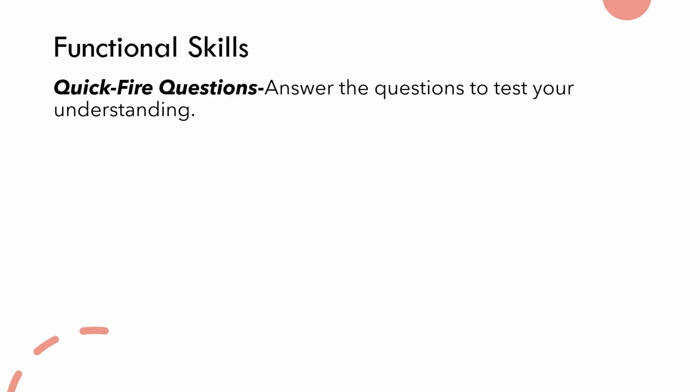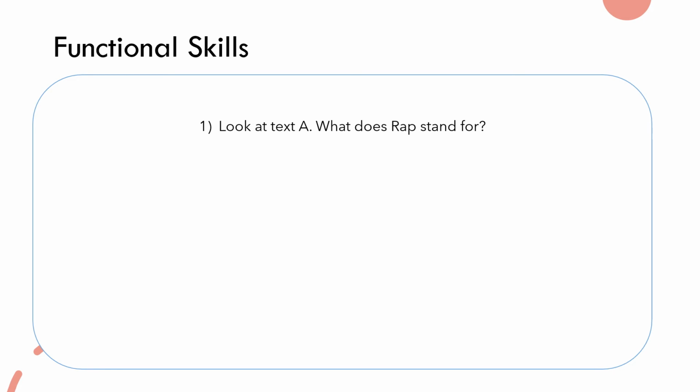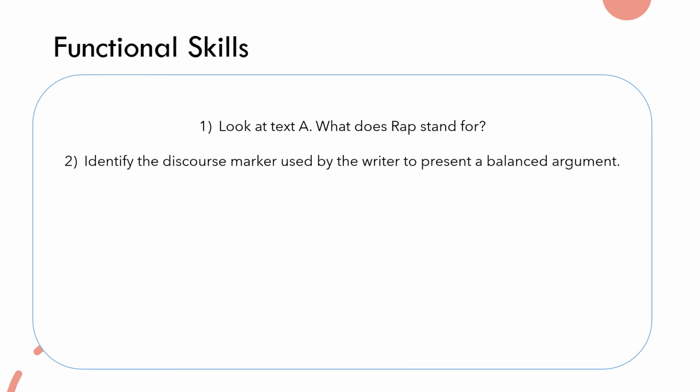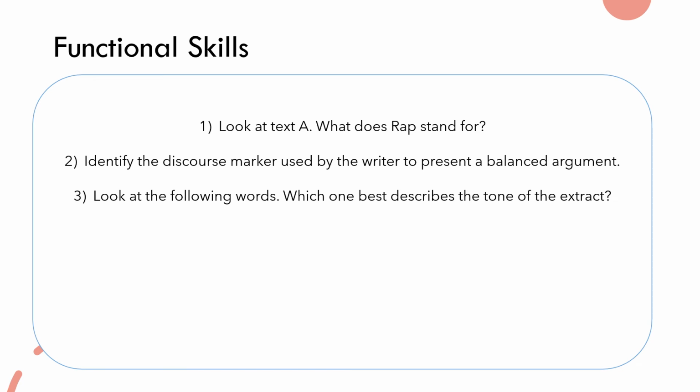Quickfire questions. Answer the questions to test your understanding. Number 1. Look at text A. What does RAP stand for? Number 2. Identify the discourse marker used by the writer to present a balanced argument. Number 3. Look at the following words. Which one best describes the tone of the extract? So the words we're looking at here are angry, concerned, and sarcastic.